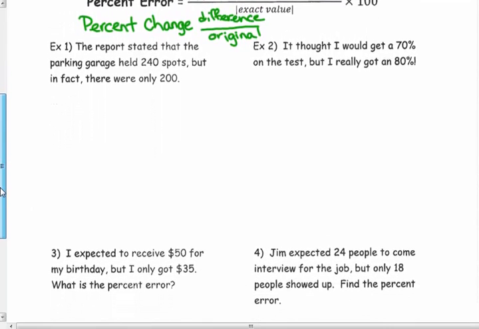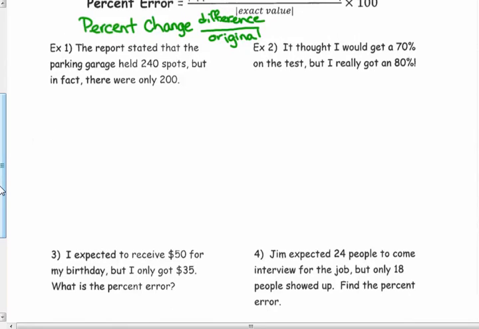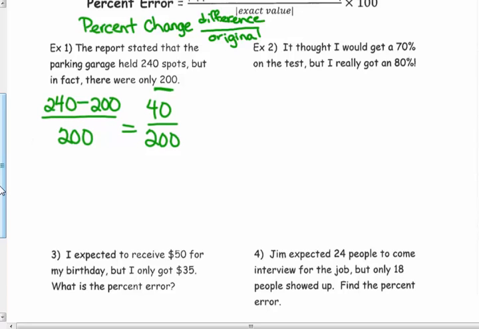The report stated that the parking garage held 240 spots, but in fact, when they counted them, there were only 200. Well, that's not right, 240. So my percent is going to be the difference over the exact. Well, their difference, 240 minus 200, over the exact. There were only 200. There is exactly 200. So it's 40 over 200. Oh, I've got a fraction.